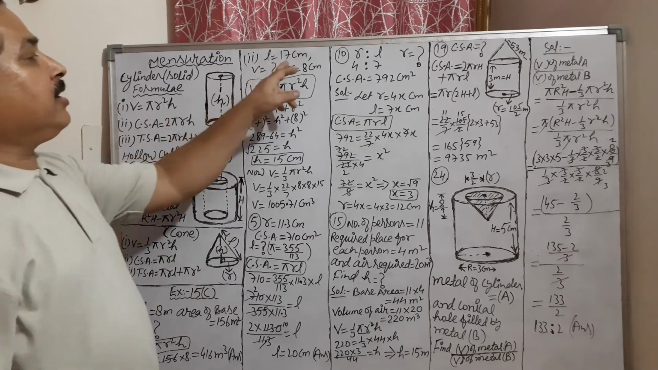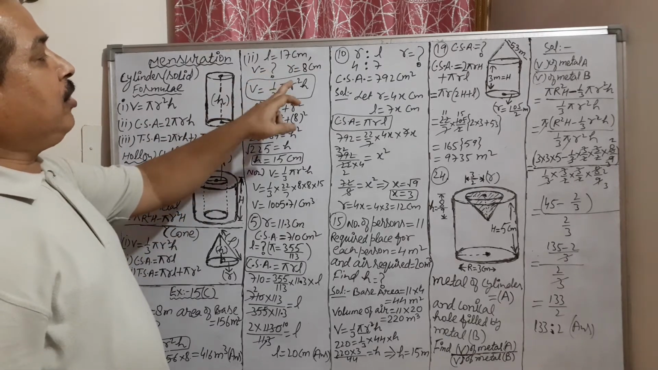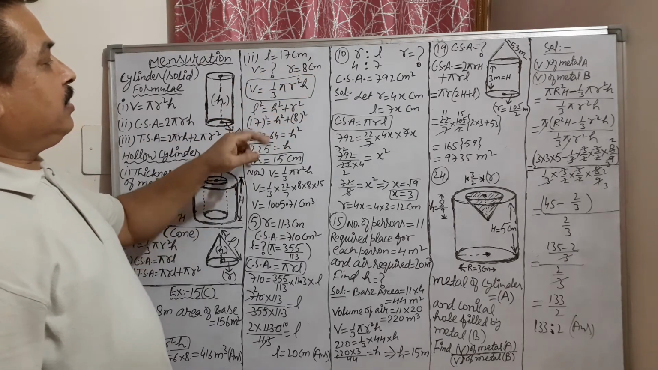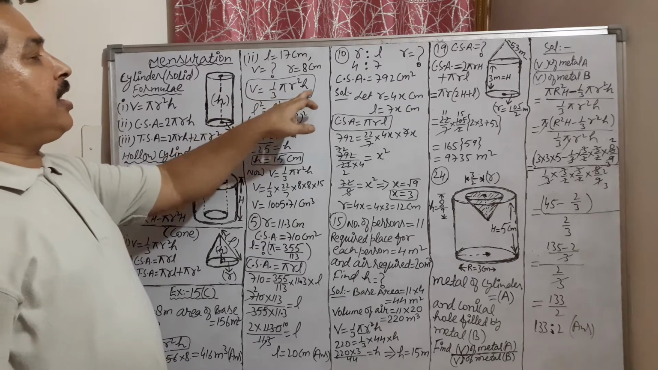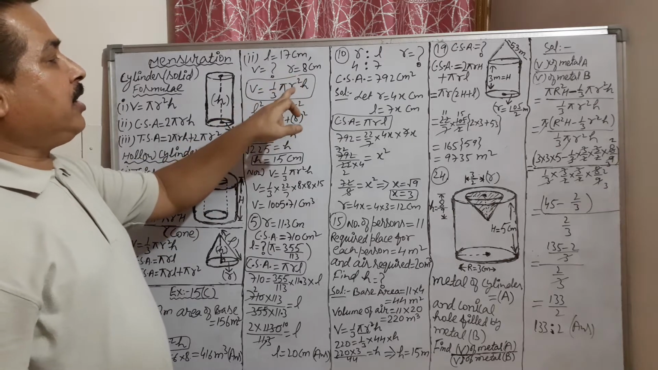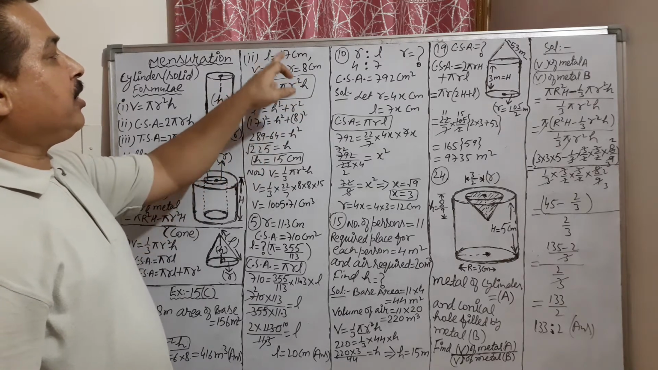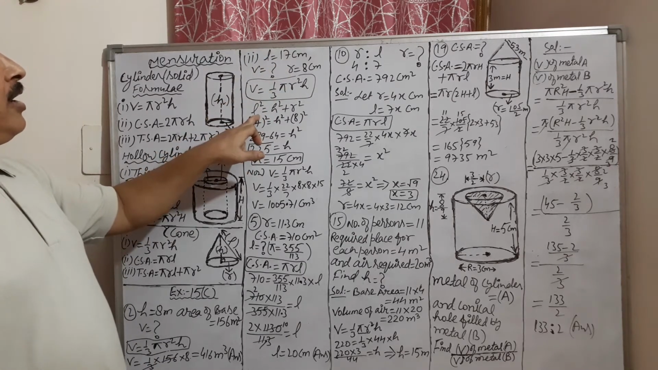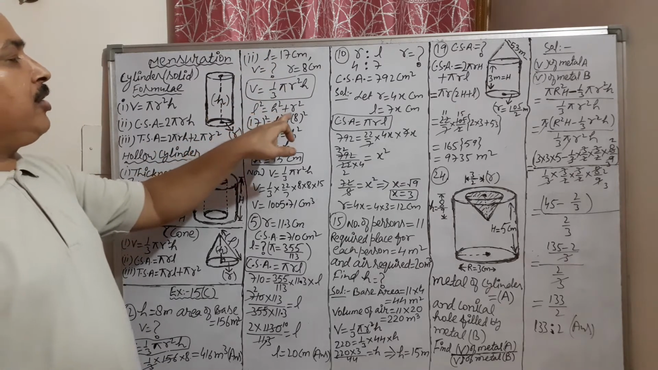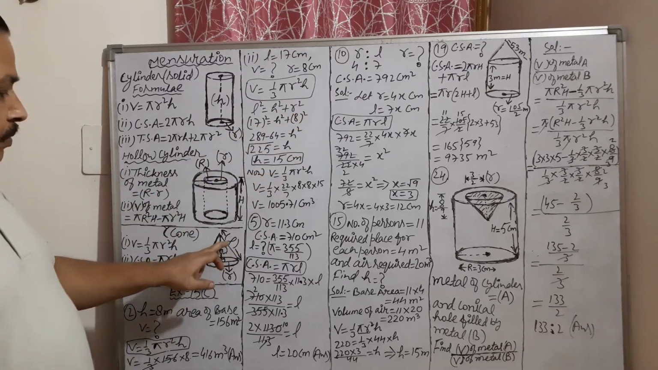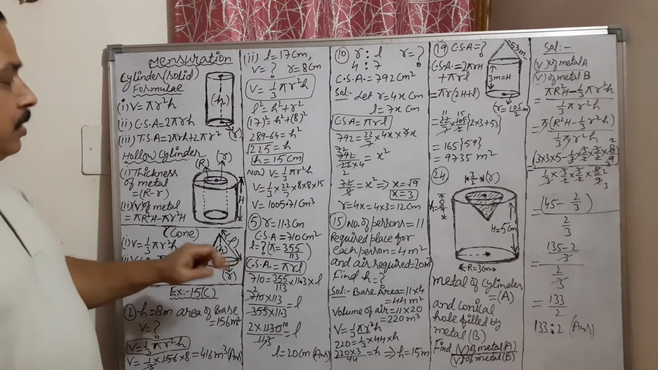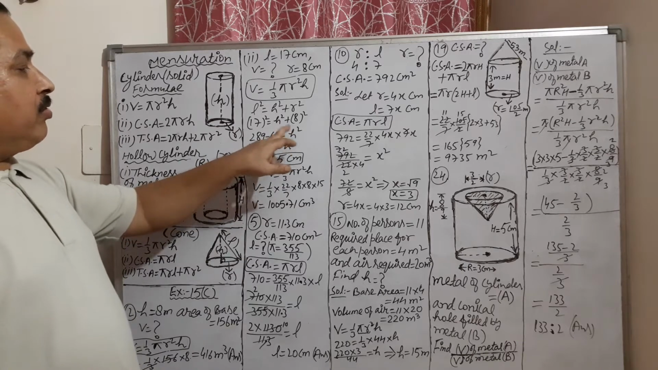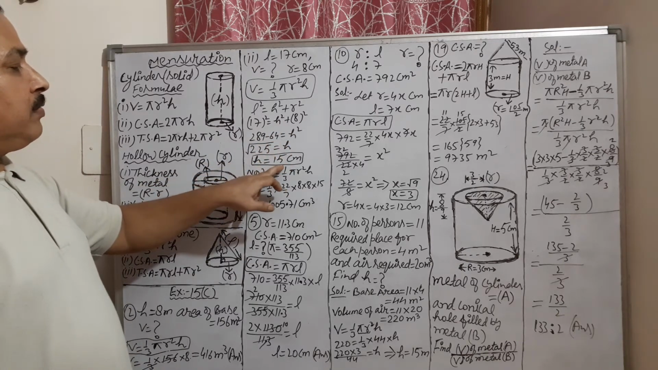Now see the second part. Slant height is given. Find the volume, and the radius is also given. The volume formula is 1 upon 3 pi r square h. We know r is 8 but h is not here. So calculate h. Use the slant height formula: L square is equal to h square plus r square. Pythagoras theorem. By Pythagoras theorem, h will come out as 15.